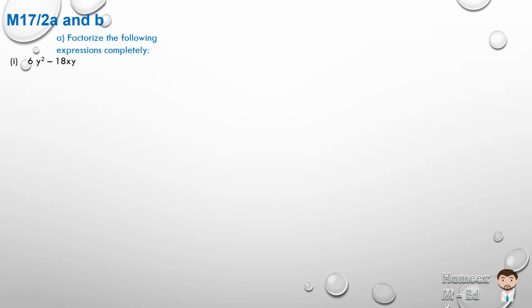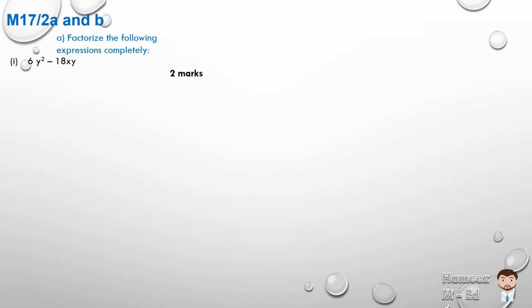May 2017, number 2. A. Factorize the following expressions completely. Part 1. 6y squared minus 18xy. Now, you can immediately factorize this, but for those who are getting problems with it, let's break it up.